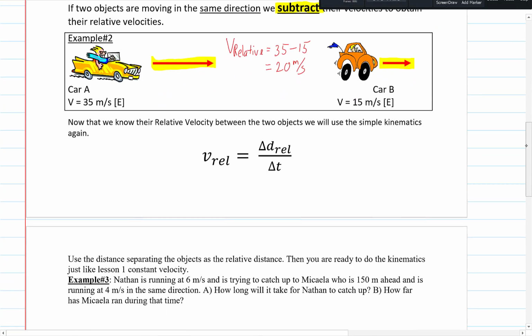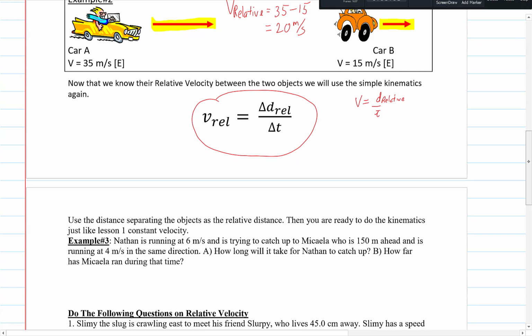What formula do we use now that we've got a velocity? We use our simple formula that we developed in lesson 1 and used in lesson 2 for average velocities. We also use it for relative velocities: V equals d over t. Just in this case, d is not the distance that car B is moving, and d is not the distance that car A is moving. D is the relative distance between them, because we're using relative velocity. Okay, well, let's just take a look at it.